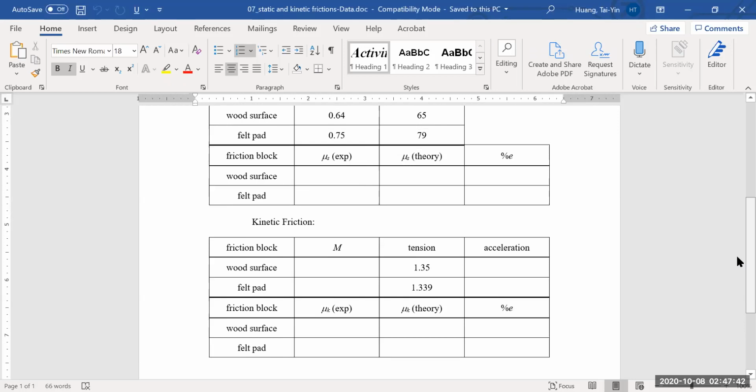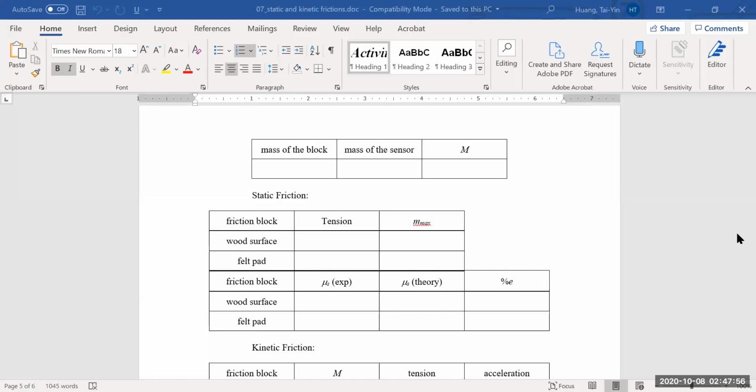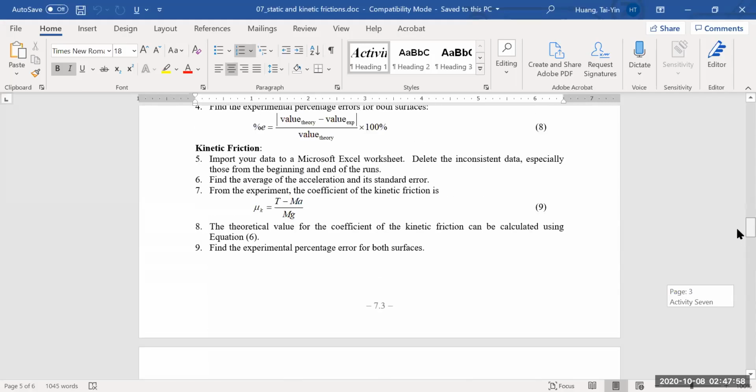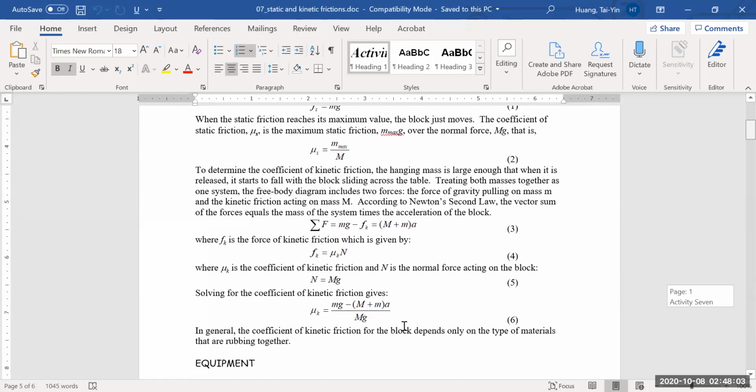Remember the little m in the equation. Let me just go back to this one. The little m in equation 6, that m is 150 plus 3.5. Okay, so that's basically what you want to do for this week's experiment.